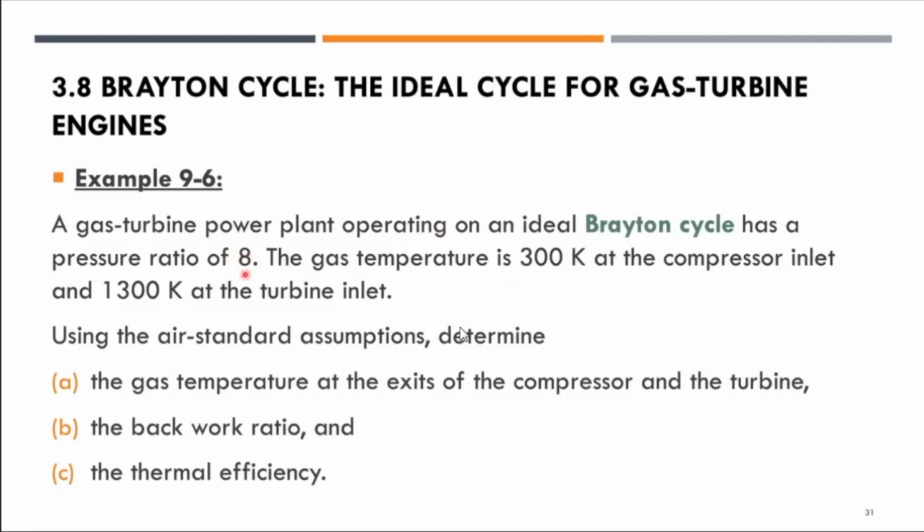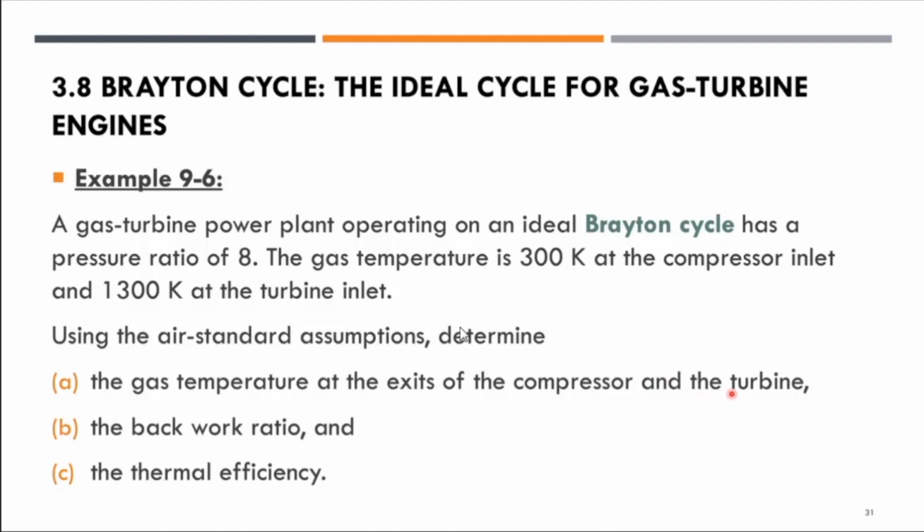It has a pressure ratio of 8, so r equals 8 in this particular case. The gas temperature is given to be 300 Kelvin at the compressor inlet, and at the turbine inlet it is 1300 Kelvin. So T1 and T3 are already given. Using the air standard assumptions, you have to determine the gas temperature at the exit of the compressor. You have to find T2.